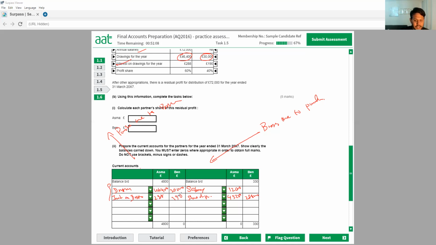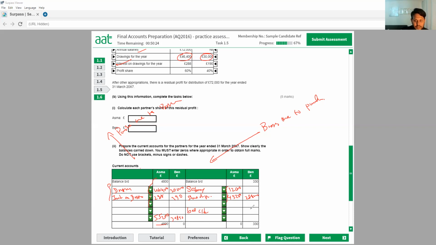So you have to add all this up on the debit side. So 4,800, 46,000, 288. We added everything, and the total will be 55,200. And here it will be 30,000 plus 190, so 30,190. And on the other side, we have Asma, and we need to find the balance c/d. How much is the balance c/d? For Asma and Ben, you have to look separately because they might have a higher balance on both sides. Be very careful with that.